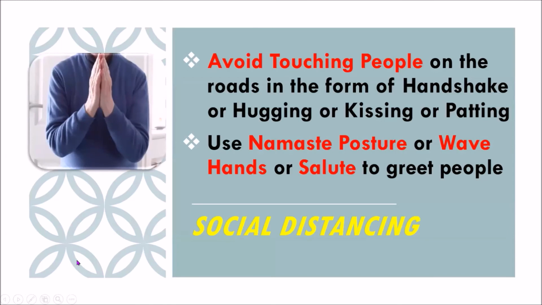Now, coming to social distancing. The situation is very grave, and we know that we have to live with COVID. There is no way we can get rid of it, and the way it is mutating and becoming stronger day by day, we might have to maintain social distancing for a long time, and avoid touching people or social gatherings as much as possible. Wherever possible, we can greet people with a namaste posture, or even wave our hands or salute. This is the way we can maintain our social norms without coming into direct contact with anybody.